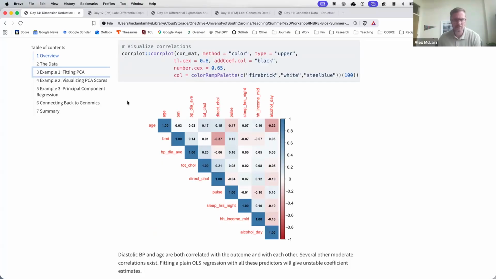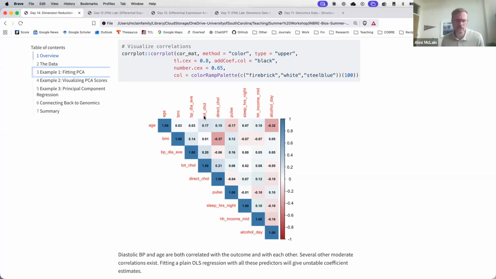Really, there's not any tremendously high correlations here that I would be concerned about. That's what I was saying. This example did not end up turning out perfectly for all these things, but there's some relationship between direct cholesterol and BMI, some relationship between alcohol and age, some negative correlation there. Everything else, correlations are pretty small.